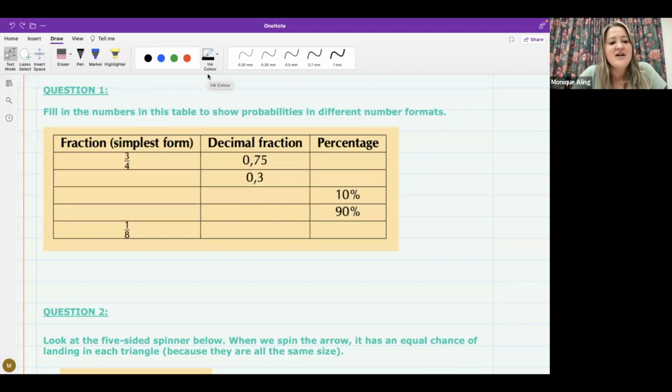Okay, so we need to fill in the numbers in this table to show the probabilities in different number formats. So just a quick recap from Monday, just practicing how to convert between fractions, decimals, and percentages. Can I give you guys 2 minutes to quickly do that for me?